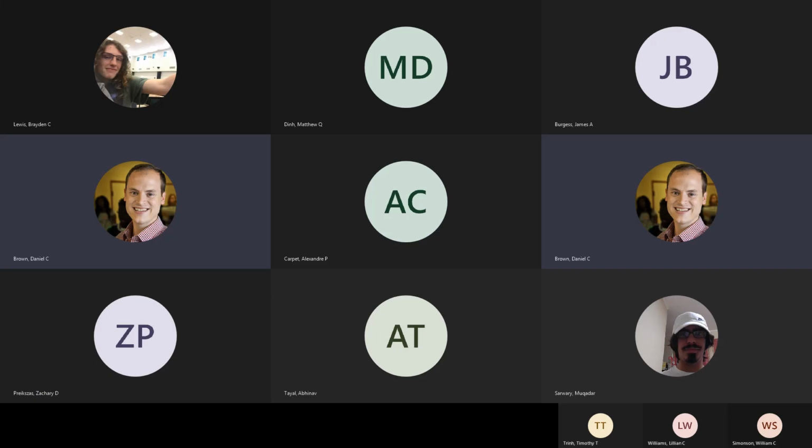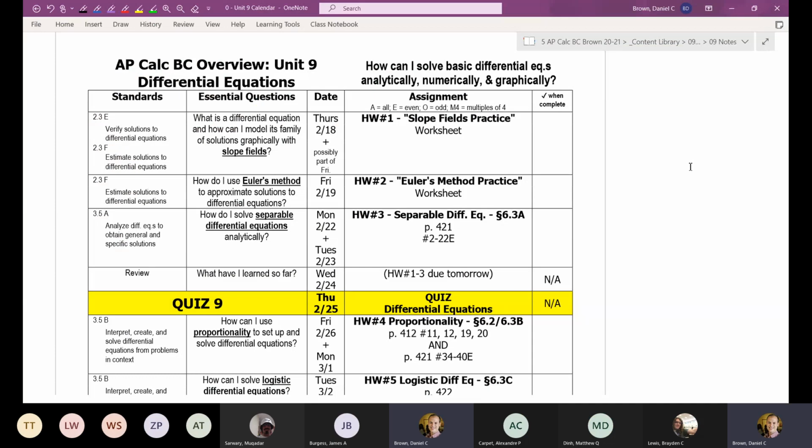You're trying to find the light at the end of the tunnel. We have 2 more units after this one that we'll look at. This one is the differential equations one. It is kind of a hodgepodge of topics. This is going to be a unit that does have some BC only stuff in it that's also not found in AB, but it will have a lot of AB stuff in it as well.